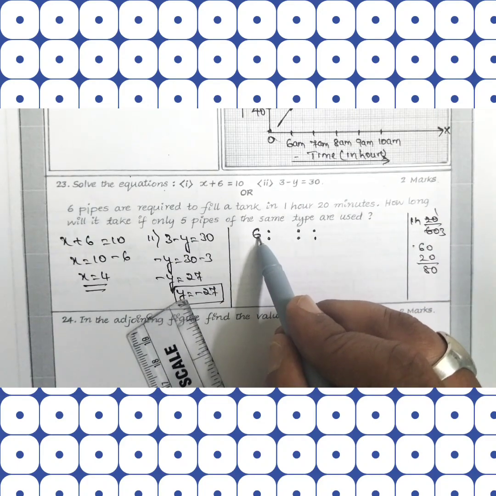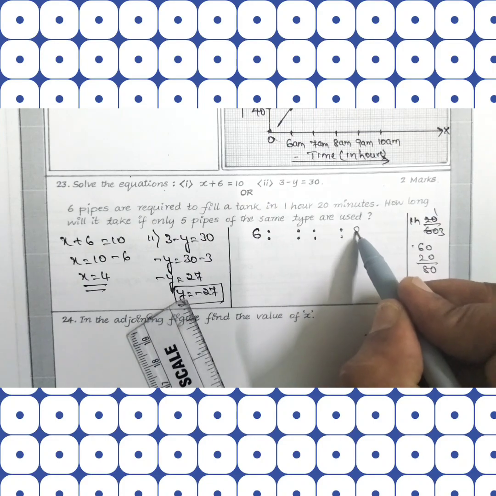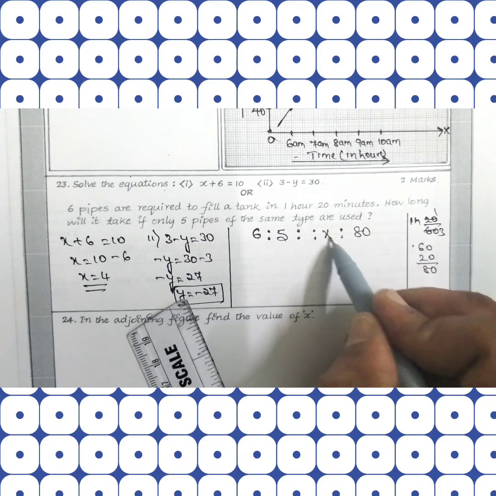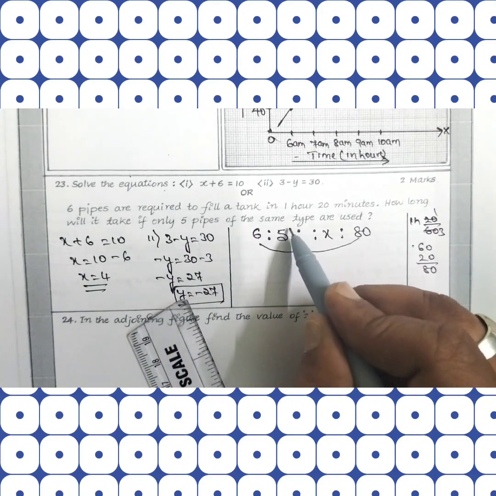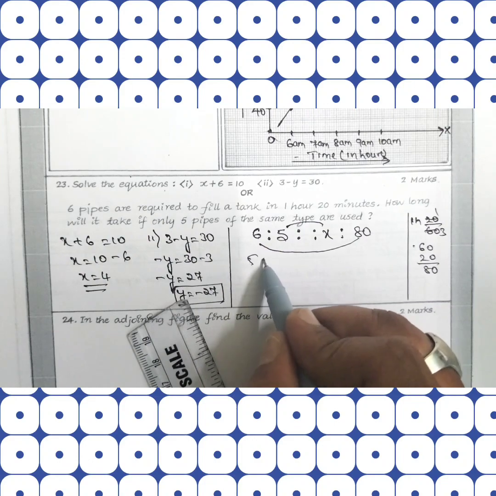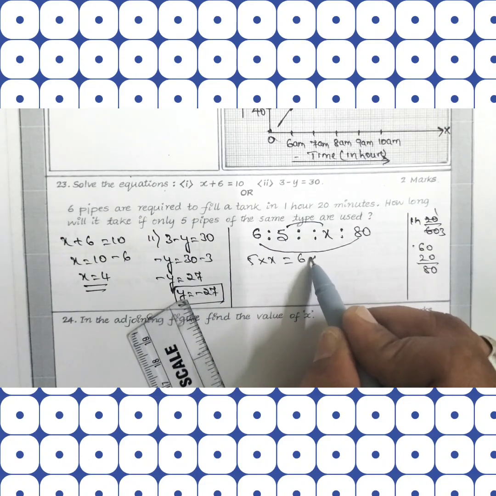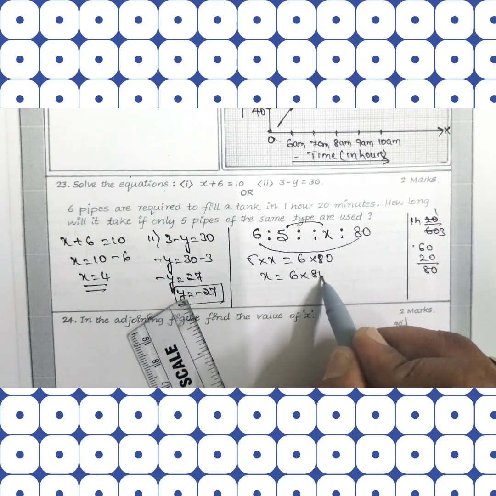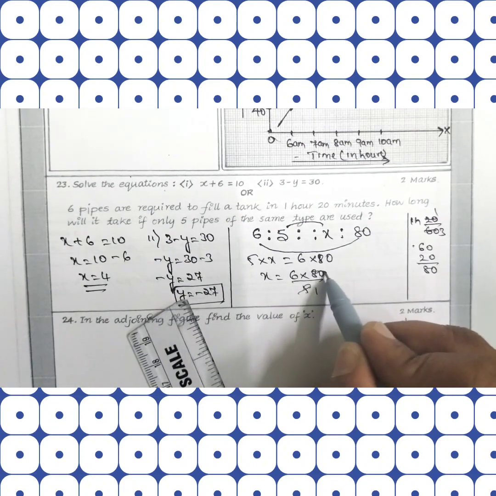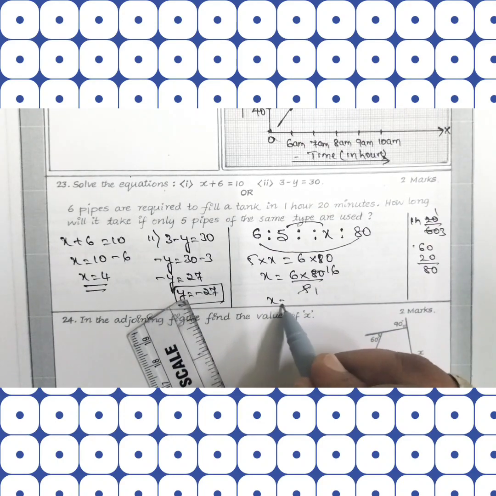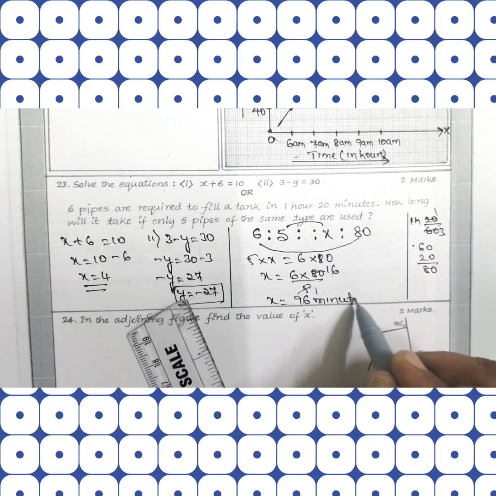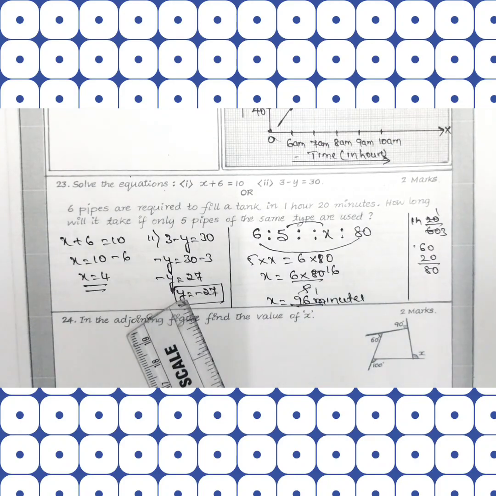So 6 pipes can fill the tank in 80 minutes. Then 5 pipes can fill the tank in x minutes. So now multiply both the extremes and both the means. So 5 into x is equal to 6 into 80. X is equal to 6 into 80 divided by 5. 5 1s are 5, 16s. So x is equal to 16 6s are 96 minutes. So 5 pipes can fill it in how many minutes? 96 minutes.